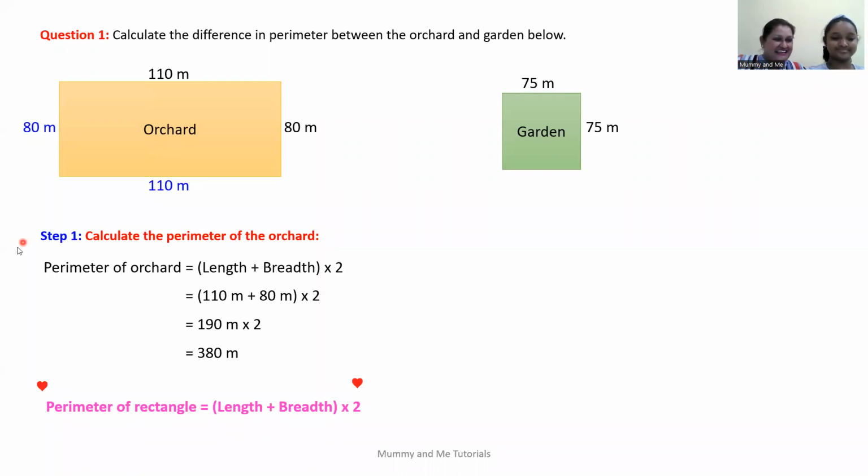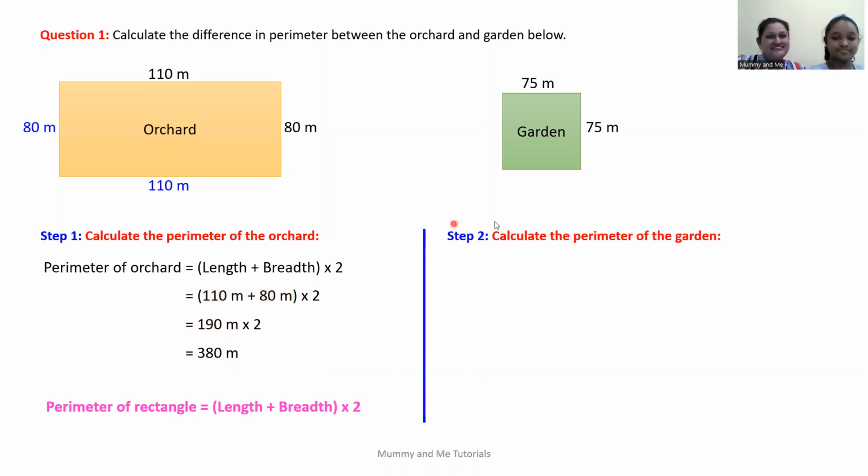So how do we calculate the perimeter of this orchard? The perimeter of the orchard would be equal to length plus breadth multiplied by 2, which is equal to 110 meters plus 80 meters, multiplied by 2. Right. And that will give you 190 meters multiplied by 2. So 110 plus 80 equals 190 meters. Yes. Then multiply that by 2, and we will get that the perimeter of the orchard is equal to 380 meters. Yay.